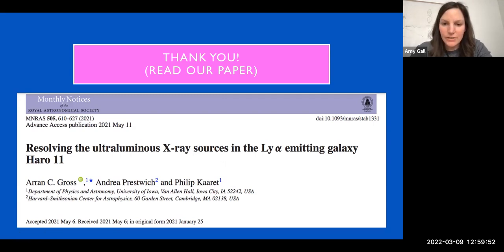I don't see any other raised hands at the moment. Oh, okay, we have one in the chat here. Ten said, you mentioned that this was a low metallicity system. Is there any evidence for metallicity differences throughout the galaxy?